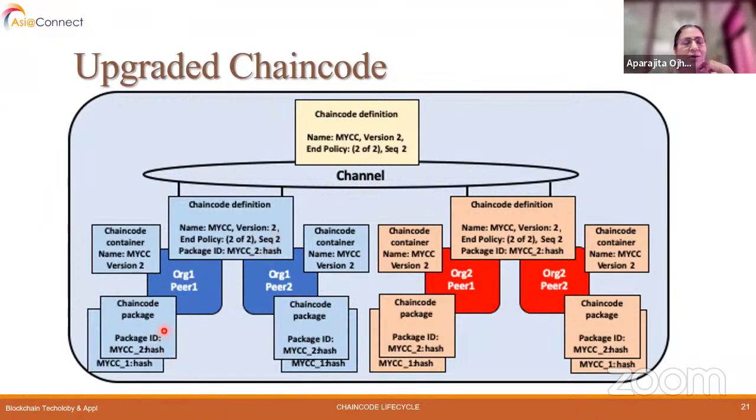Now you can see that the chain code package, there was my CC_1 hash. Now it is repackaged and installed. So now you can see it is my CC_2 hash. So you can see that the package ID of the newly installed chain code or upgraded chain code is changed. And here again, the endorsement policy could be the same, it is the second sequence, and so on and so forth.